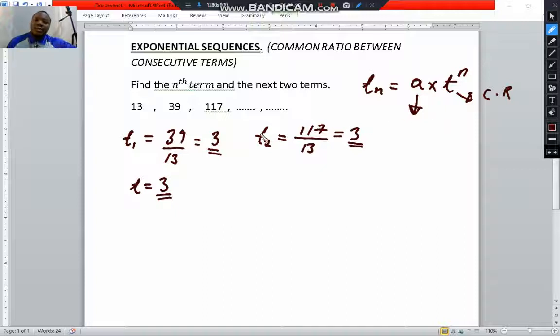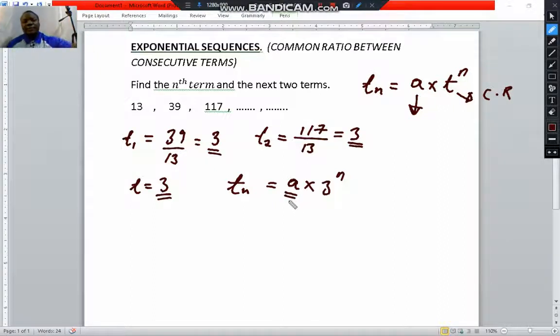So to find the nth term and the next two terms of the given sequence, all we do is find the common ratio. The common ratio is this, which we've already found: t equals 3. Upon doing that, to complete the formula, Tn is going to be equal to a times 3 to the power of n. So now this is how our formula is looking, but we still need to find what a is.